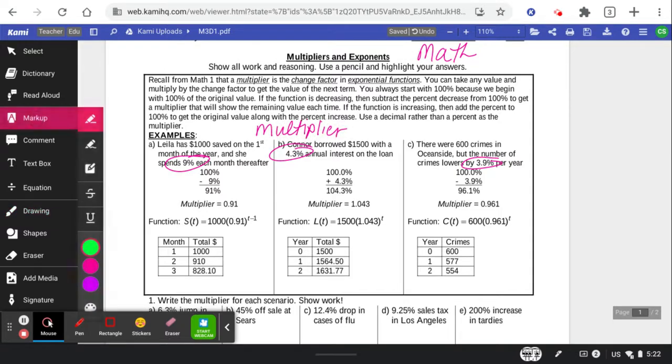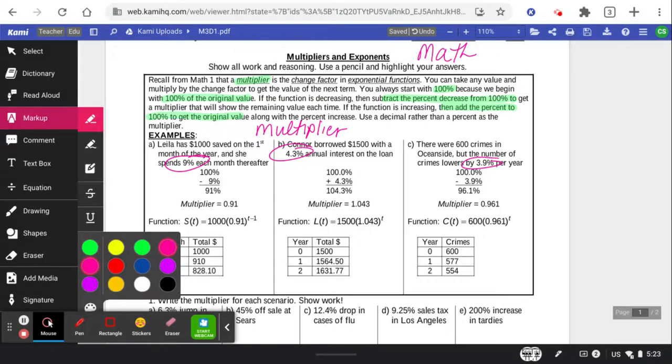Okay, so let me just go up here and read what this is saying. Recall from Math 1 that there's a multiplier or change factor in exponential functions. You can take any value and multiply by the change factor to get the value to the next term. So you always start with 100% of the original value because we begin with that original value. And if the function is decreasing, we subtract that percent decrease from the 100% to get a multiplier that shows the remaining value at each time. That'll be a remaining value of less than 1. And if the function is increasing, then we add the percent to the 100% of the original value. Along with its percent increase, we would use a decimal rather than a percent as the multiplier.